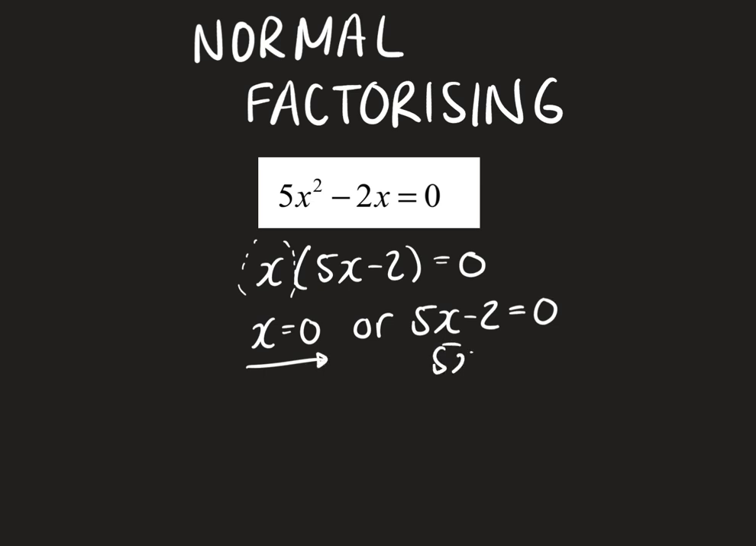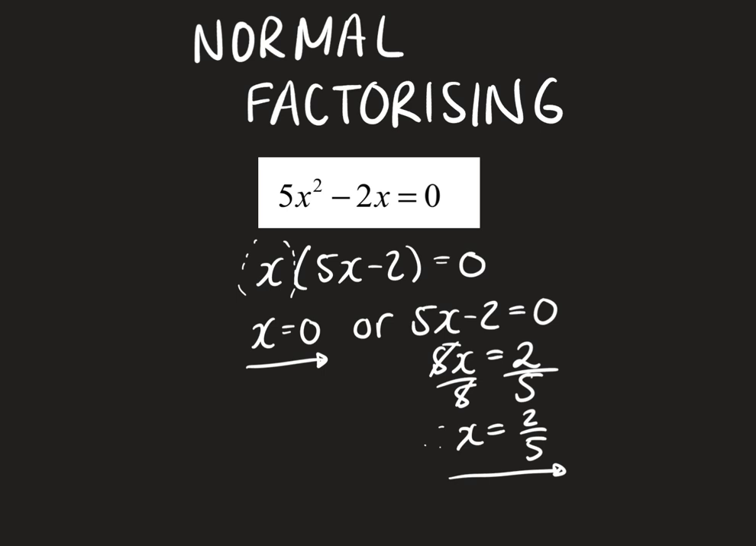This one we're going to simplify a bit, so we're going to bring the 2 over, it becomes a positive, and then we'll divide both sides by 5 to get the 5 away from the x, therefore x is equal to 2 over 5. Obviously, I explained that in quite a bit of detail, but at the end of the day, you can just skip from this step to this step if you want to. Awesome, guys. So that is your normal method of factorizing a quadratic equation.